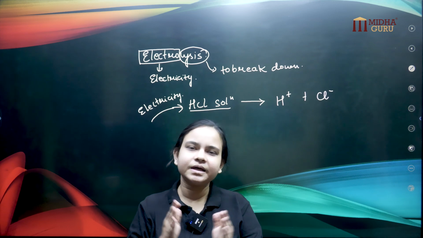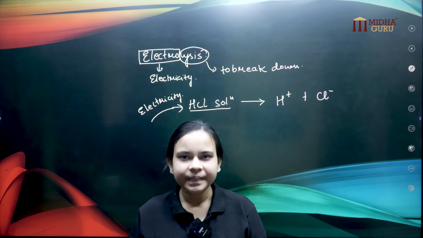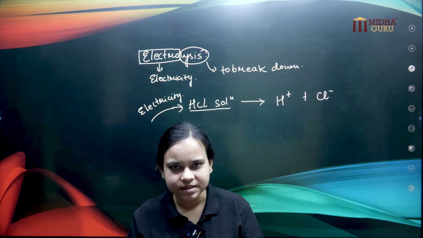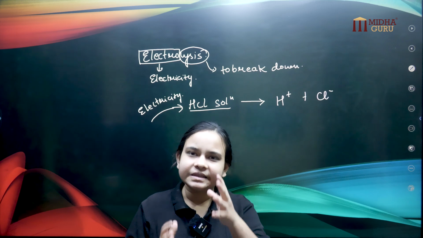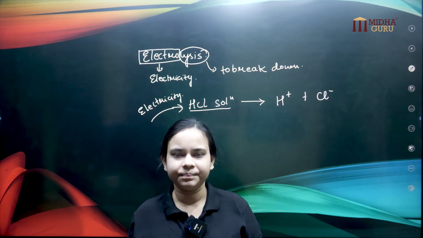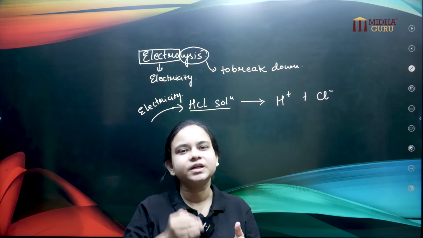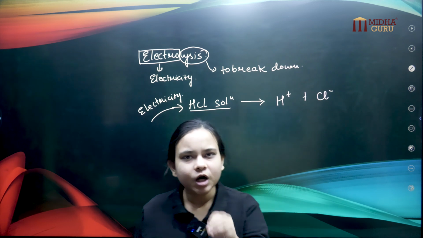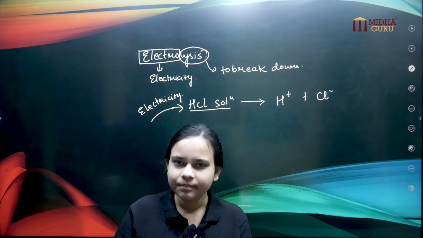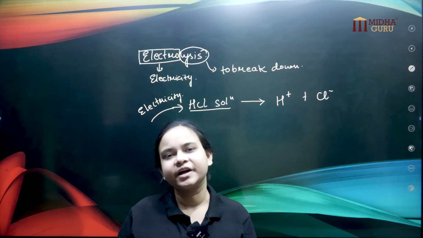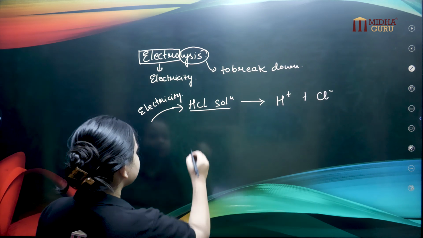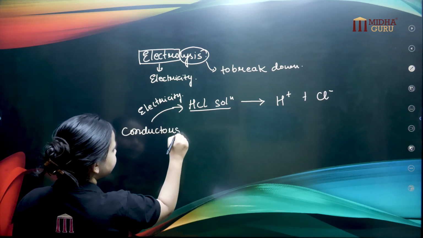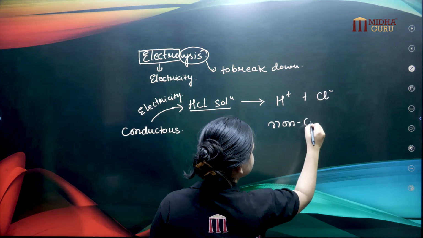Now we come to the substances. There are two kinds of substances. One is conductors and another is non-conductors. What are conductors? Conductors are those substances or elements or compounds that conduct electricity through them, or we can say that allow the electricity to pass through them. Non-conductors are those substances which do not allow electricity to pass through them or do not conduct any electricity through them. So let's classify those. First, conductors. Another is non-conductors.